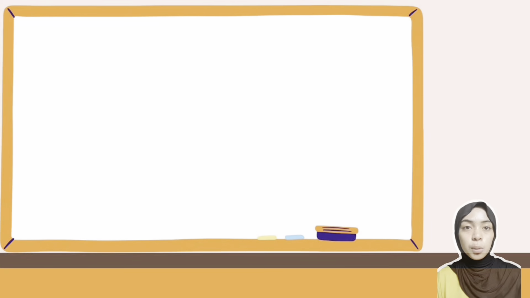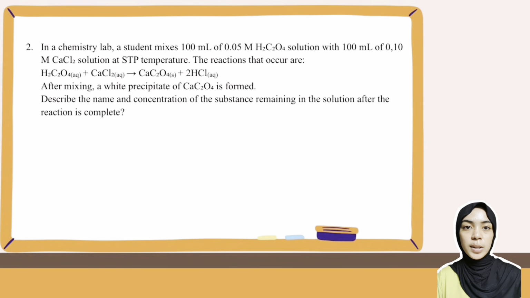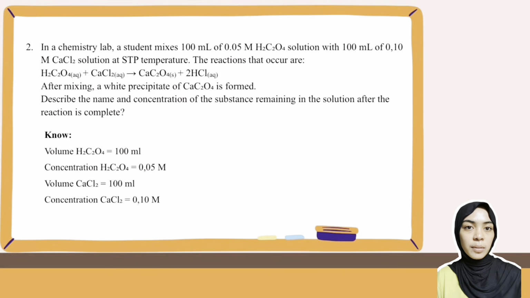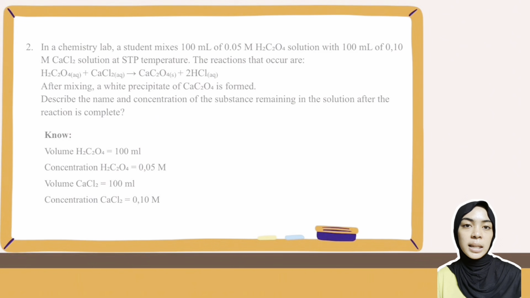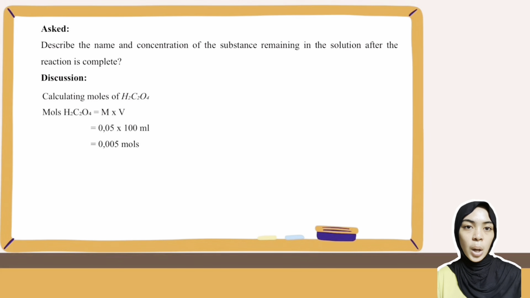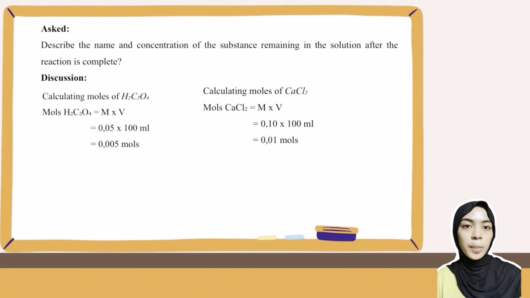To determine the name and concentration of the substance remaining after the reaction, we first calculate the moles of each reactant. The oxalic acid solution has a volume of 100 ml and a concentration of 0.05 molarity, resulting in 0.005 moles. The calcium chloride solution has a volume of 100 ml and a concentration of 0.1 molarity, resulting in 0.01 moles. Next, we identify the limiting reactant by comparing the stoichiometry.